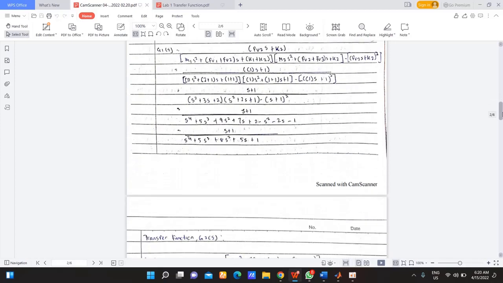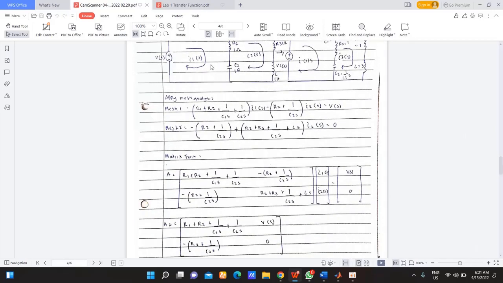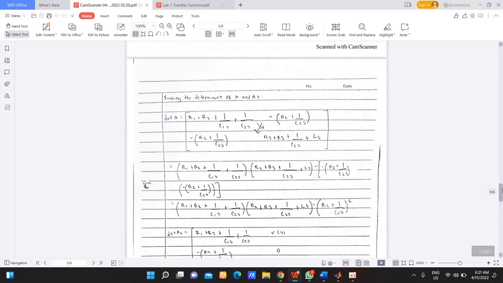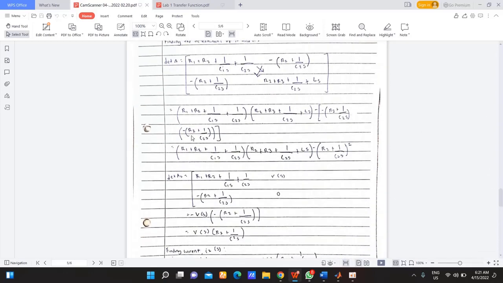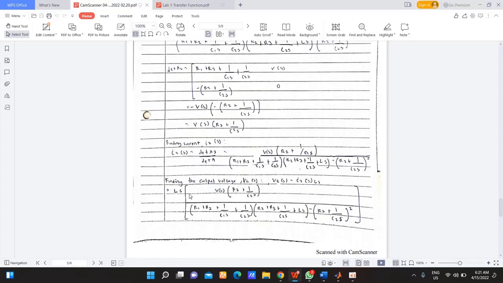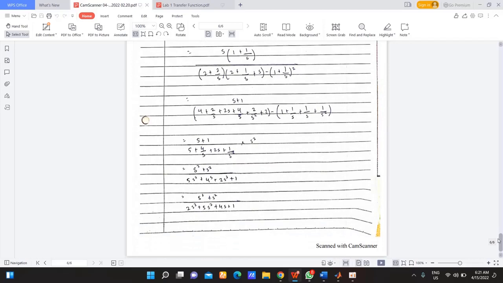As for part B, as I said before, there are two meshes, mesh 1 and mesh 2. So we transfer into matrix form. So we find A2, and we will find the determinants, determinant A and determinant A2, and find the current, which is I2, and find the output voltage, which is VL(s). Then finally we find the transfer function for the second part, which is the electrical network.